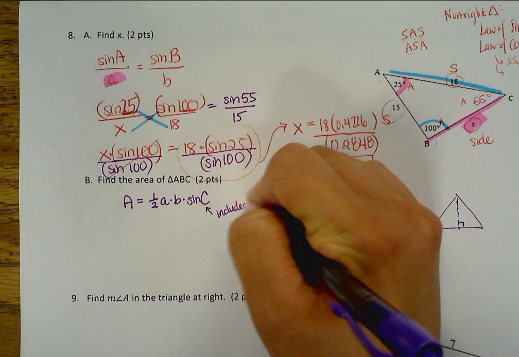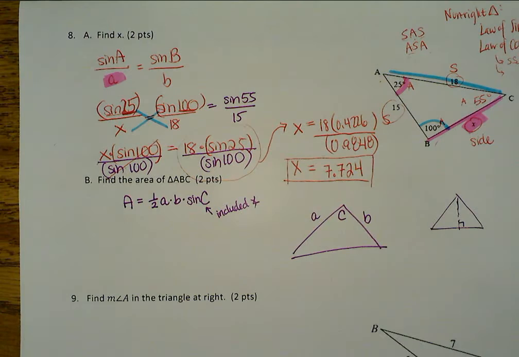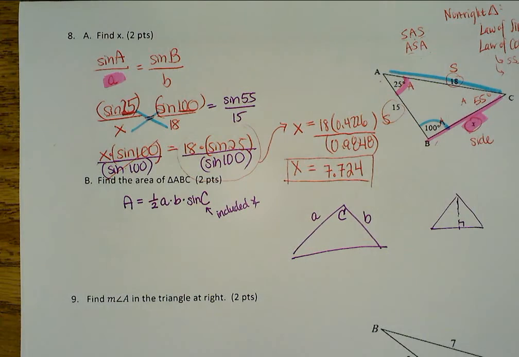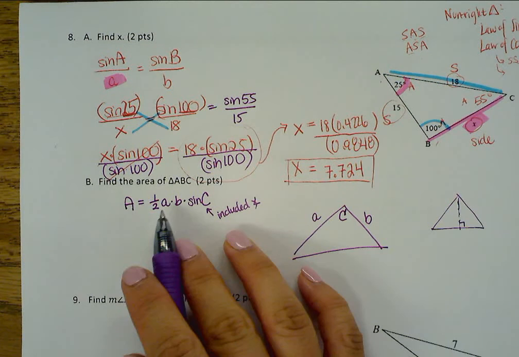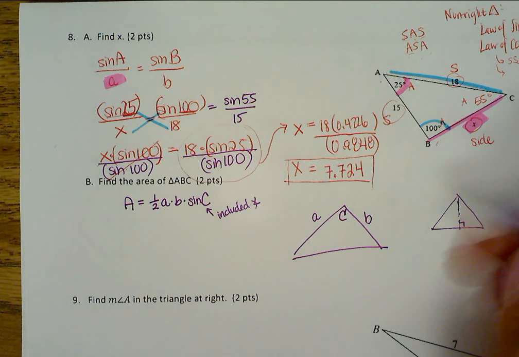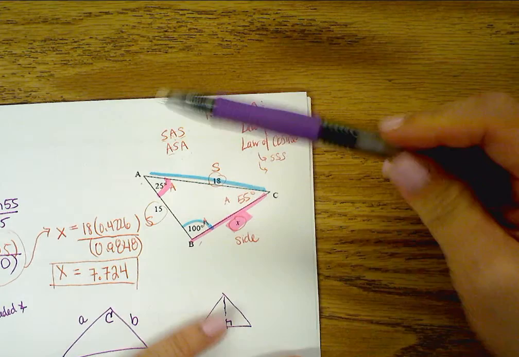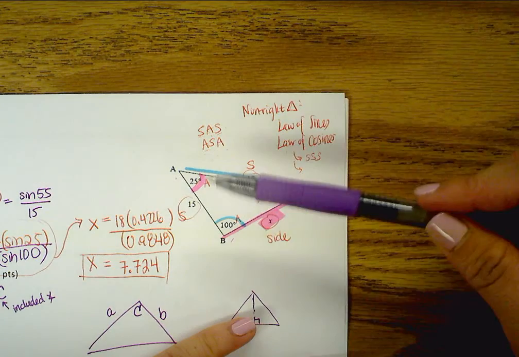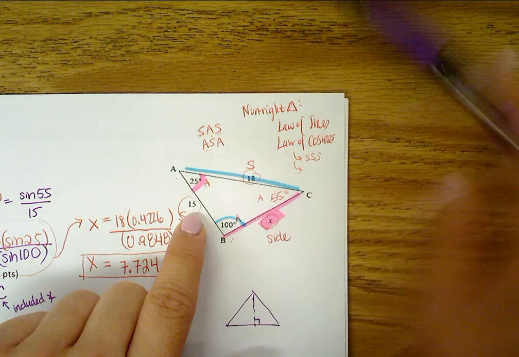It's got to be the angle in between the two sides. Now don't get tripped up by A, B, and C. So on this triangle, give me 3 options. There's 3 ways you could have done it. I could have done 1/2 what times what? 15 times 18, then I would have to multiply by the sine of which angle?